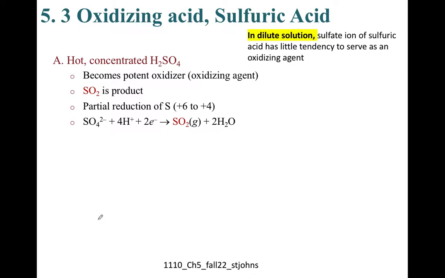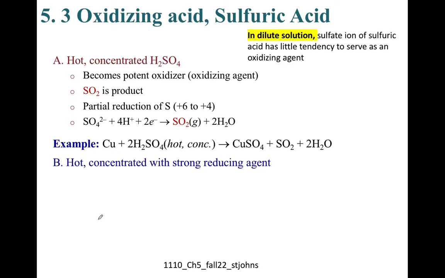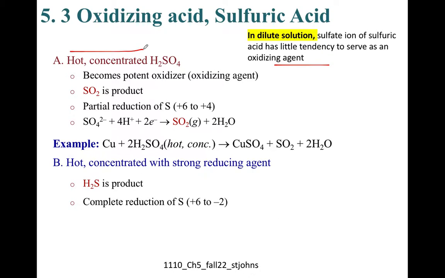Oxidizing acid: sulfuric acid. Here we know sulfuric acid can serve as an oxidizing agent, but it depends on the situation. If the solution is very dilute, it has little or no tendency to serve as an oxidizing agent. However, if the solution is hot and concentrated, it becomes a potent oxidizing agent. In that case, sulfur dioxide is the product, with reduction of sulfur from plus 6 to plus 4.